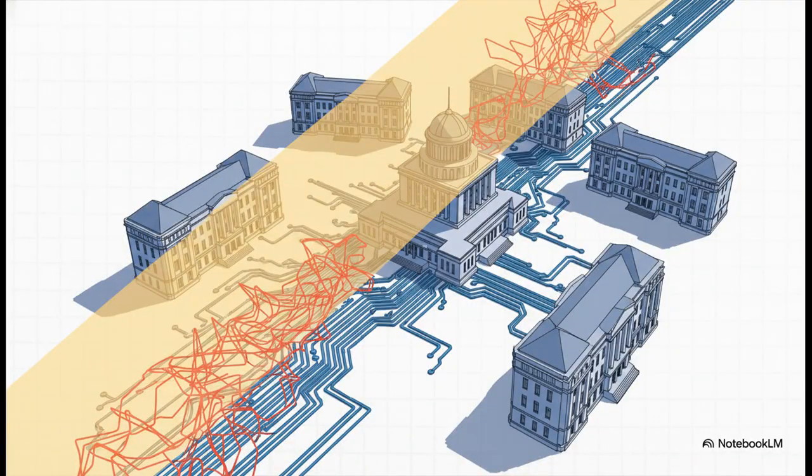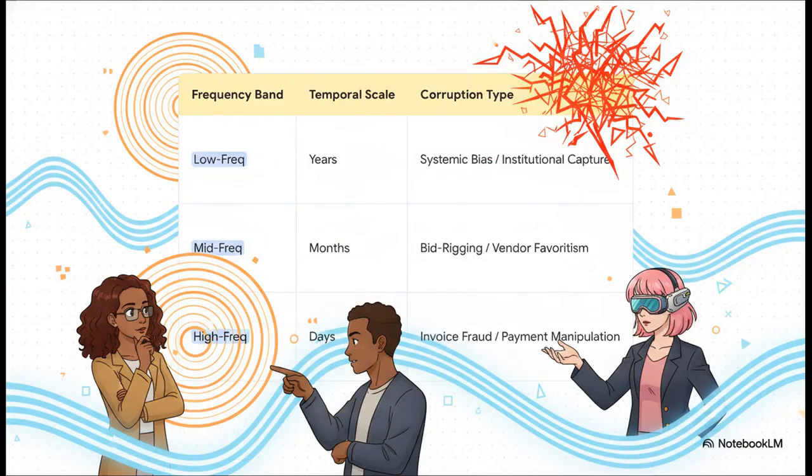Okay, now let's pivot to a completely different world, but one that's just as impactful. We're talking about using this exact same framework to tackle a massive societal problem: governmental corruption. Just look at this table. It maps different kinds of corruption to different signal frequencies. So by analyzing financial data, USDF can spot anomalies at every single scale.